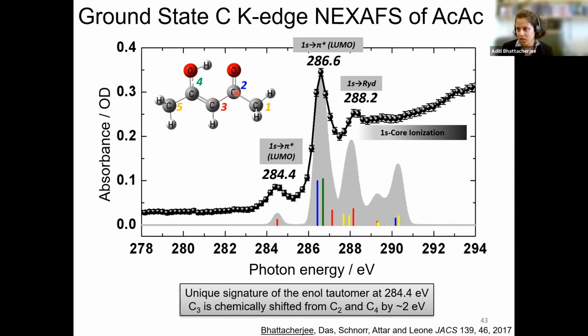In particular, the blue and the green carbon atoms appear at a higher energy than the red, which is directly bonded to carbon. Okay, and this particular peak right here at 284 eV is a unique signature of the enol form. Turns out if the molecule was in the diketo form, the first transition you would see would be at 286 eV. So C3 is then chemically shifted from carbon 2 and carbon 4 by about 2 electron volts.